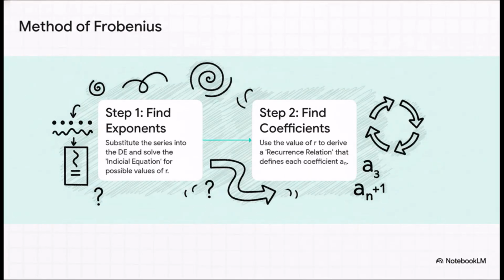So here's the playbook. Step 1, we've got to find those magic exponents, the values for r. We do that by plugging our whole hybrid series into the original equation and seeing what pops out. Then, step 2, we use those values of r to find a kind of recipe, a formula, that lets us generate all the other coefficients in the series, one after the other.